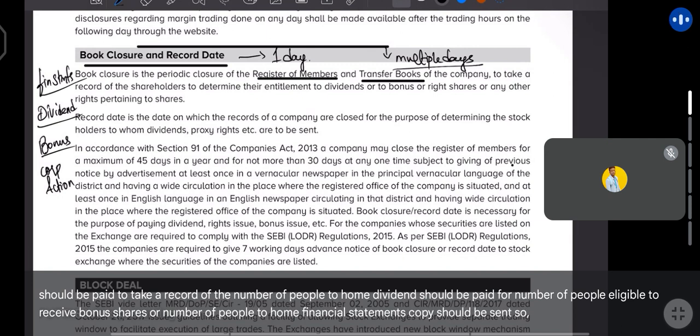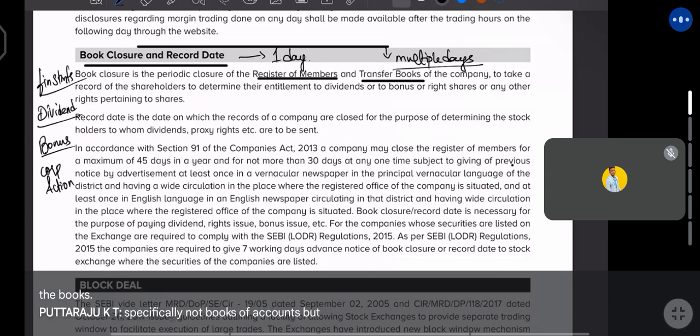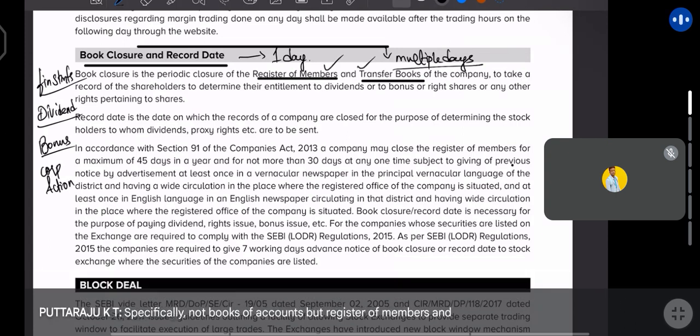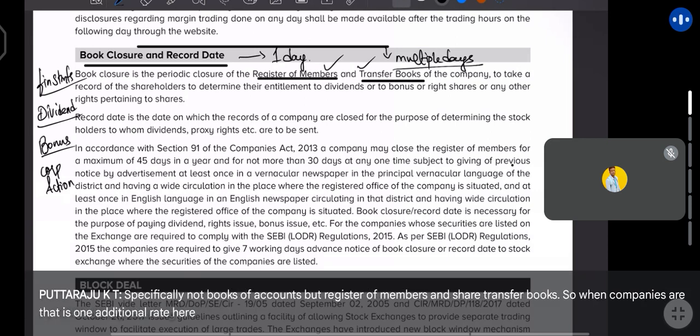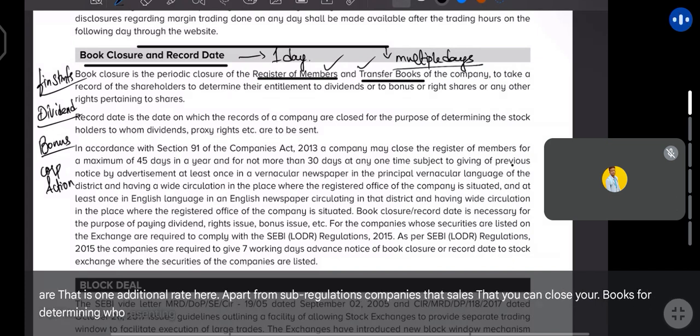So these are the days on which the books, specifically not books of accounts, but register of members and share transfer books are closed. So in Companies Act, there is one additional rule here apart from sub-regulations. Companies Act says that you can close your books for determining who your shareholders are up to a maximum of 45 days in a year, but at a stretch you can only do 30 days.